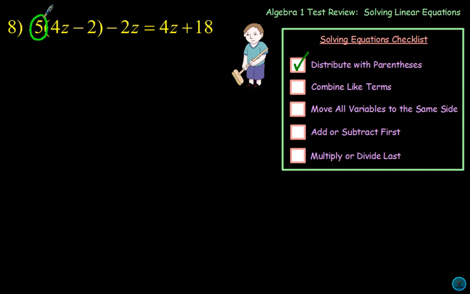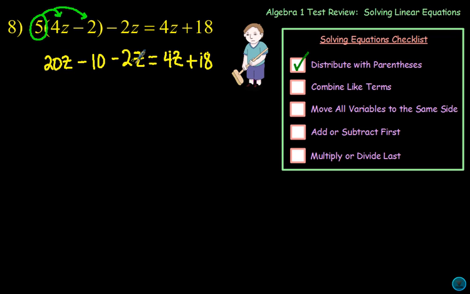Again, what I like to do is circle the number that I'm distributing, because I'm really trying to force myself to realize that I'm multiplying both of those numbers right there. So 5 times 4z would be 20z, and then 5 times negative 2 would be negative 10, and then I'm just going to copy everything else that's there. Negative 2z equals 4z plus 18.